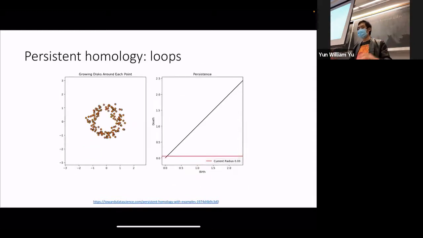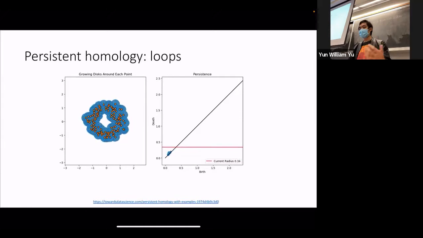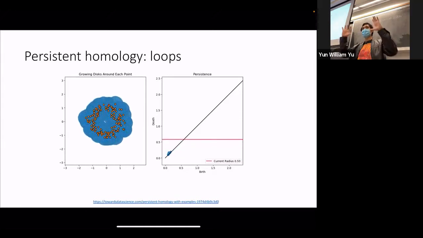You can do the same thing for higher dimensional holes. 0-dimensional holes are not particularly interesting. You can get those pretty easily since those are just the connected components of your graph. But these higher dimensional holes are sometimes a little bit more interesting. So you can see an actual 1-dimensional hole in this disk of points as the radii increase.